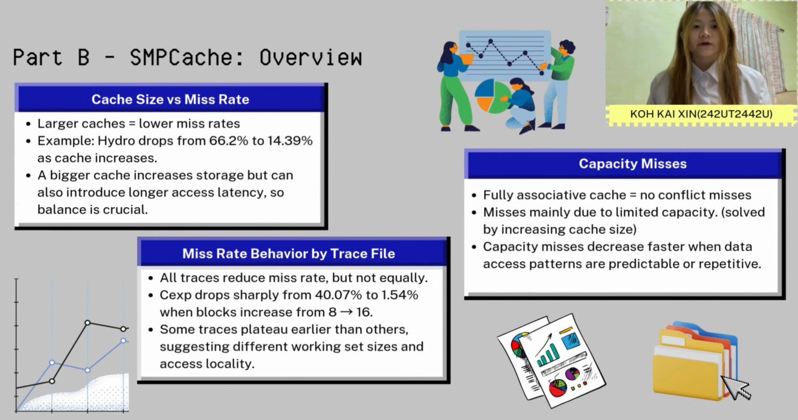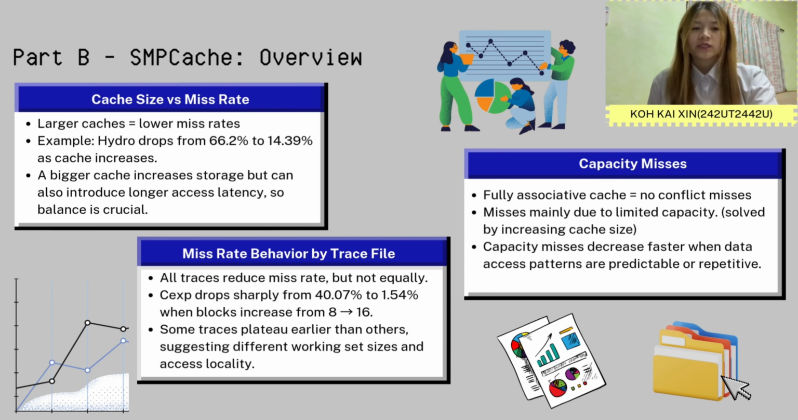In our discussion, we found several key patterns. First, miss rate consistently decreased as the cache size increased. For instance, Hydro dropped from 66% to around 14% as cache blocks increased. However, a larger cache can also result in longer access times and higher power usage, so it is important to find the right balance between size and efficiency.